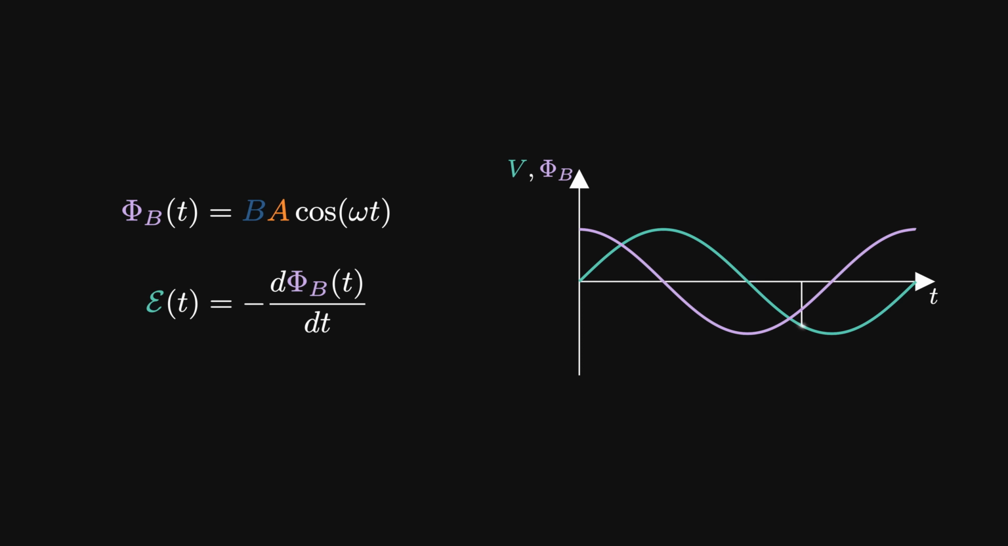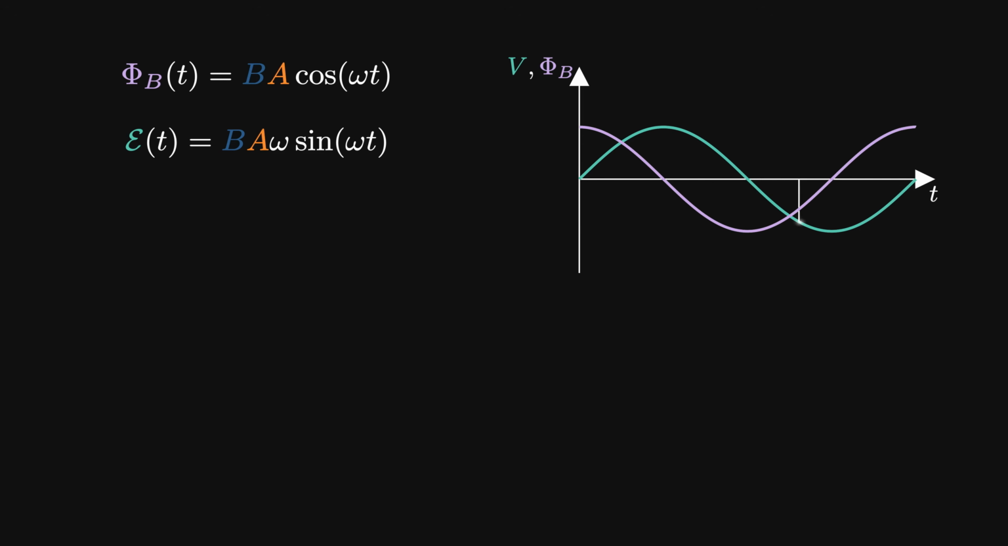Now let's apply Faraday's law. The EMF is the negative rate of change of the flux. So if we substitute our expression for phi(t) into this, we get the EMF to be B times A times omega times sine omega t. And just like that, we have an alternating EMF. This is the mathematical function behind our waveform.